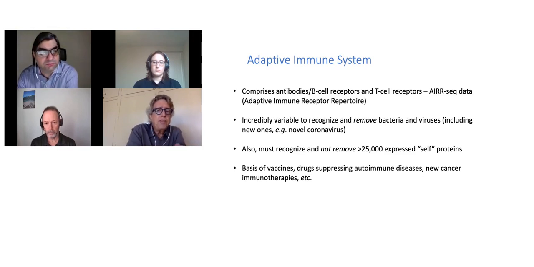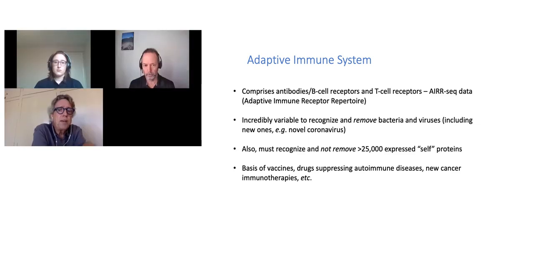What we refer to as AIRR-seq data are repertoires of antibody B-cell receptors and T-cell receptors, adaptive immune receptor repertoires. These repertoires have to be incredibly variable to recognize and to remove all the pathogens that we're exposed to during our development, and then, of course, any sort of newly evolving pathogens, such as the novel coronavirus.